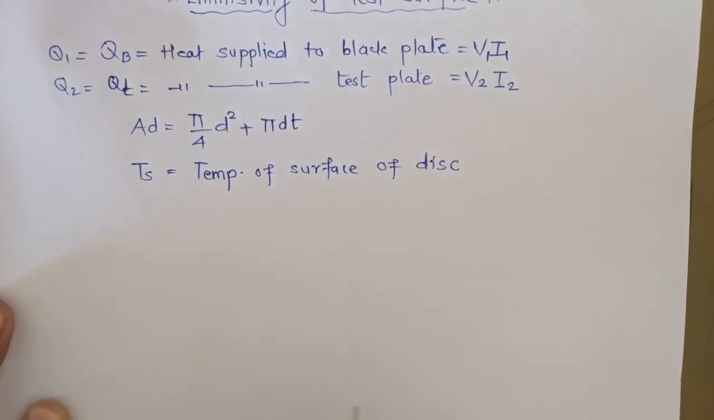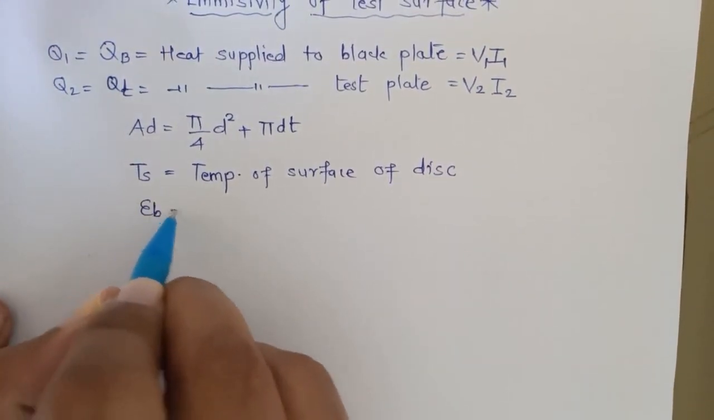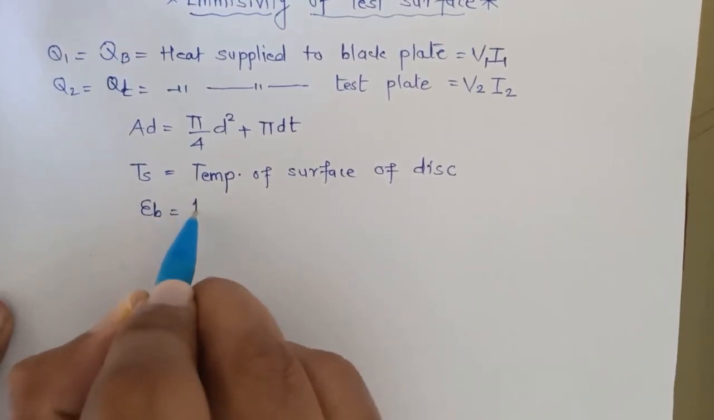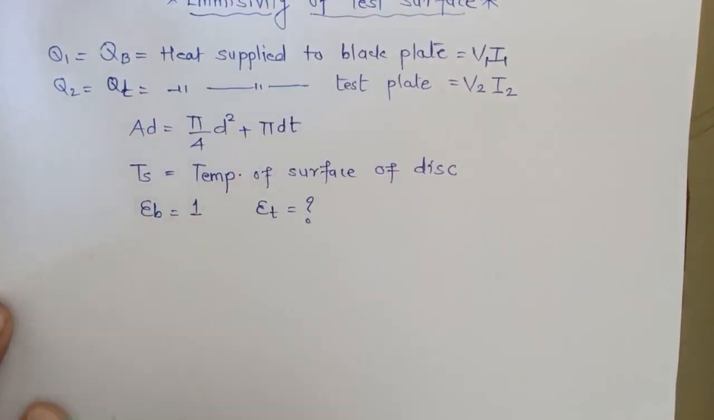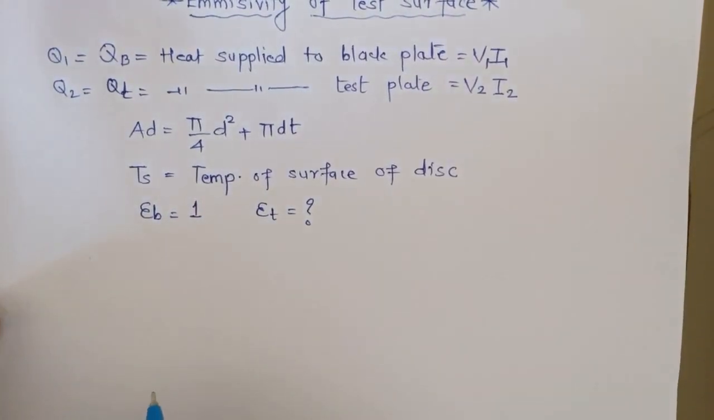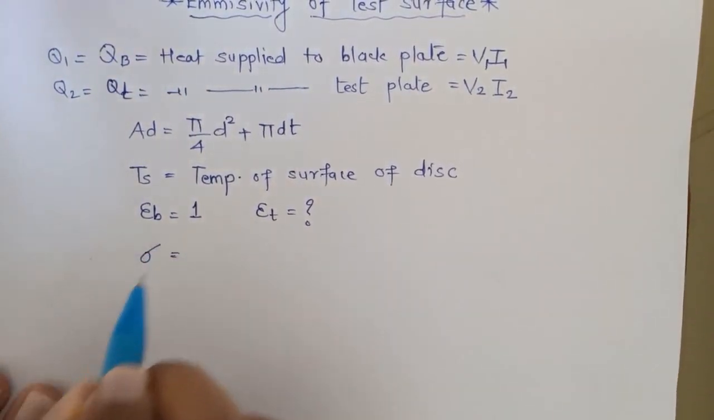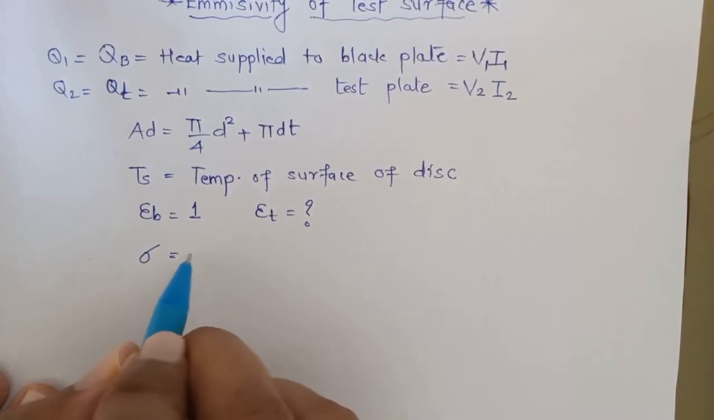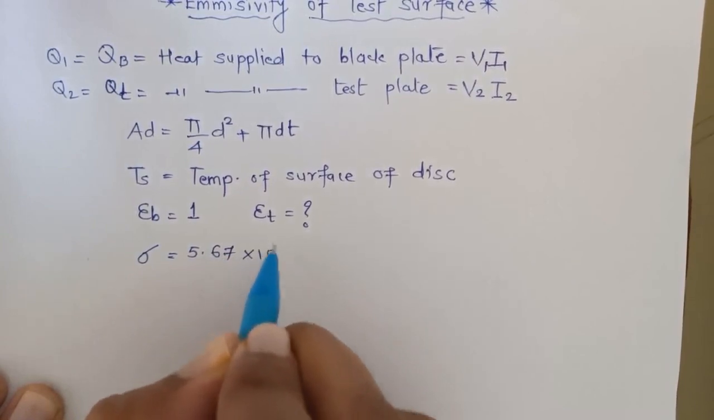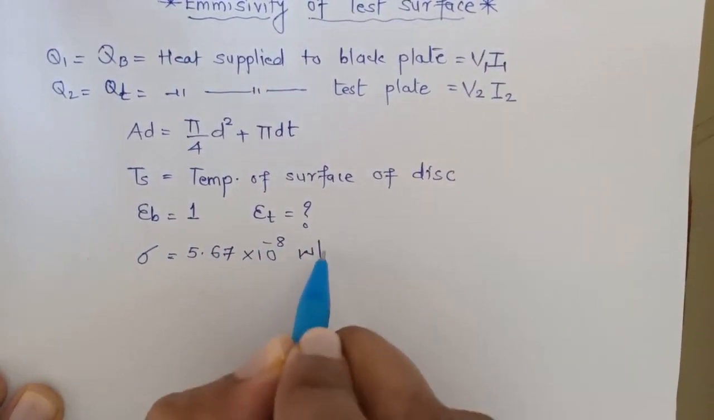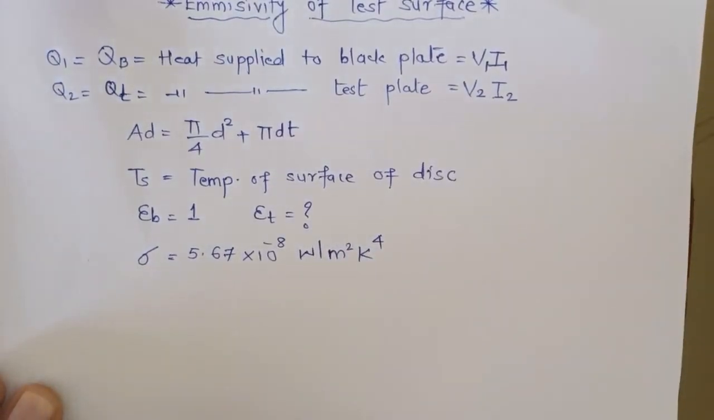Afterwards, we have one important parameter. It is known to us, the emissivity of the black plate, and it will be equal to 1. And the emissivity of the test plate is unknown to us, which we need to determine. That is the whole objective of this practical. Then we know one very important parameter, sigma, which is the Stefan Boltzmann constant, equal to 5.67 into 10 raised to minus 8 watt per meter square Kelvin raised to 4. This quantity we already know.